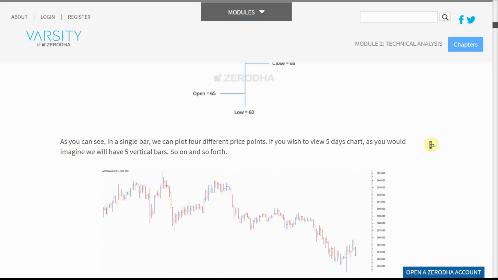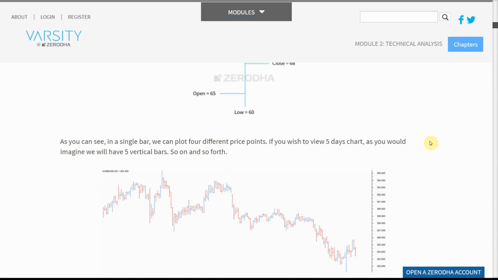For example, consider this. O equals 46. H equals 51. L equals 45. C equals 49. To indicate it is a bullish day, the bar is represented in blue color.